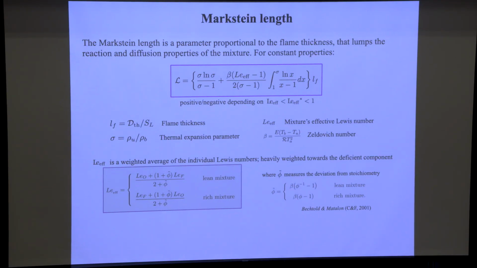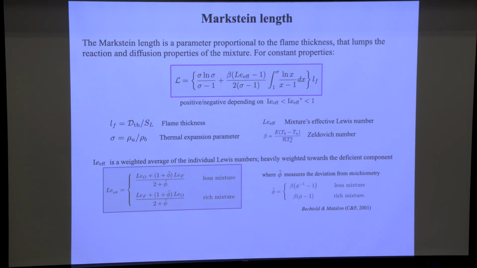a weighted average of the two Lewis numbers, that of the fuel and that of the oxidizer. In fact, it's heavily weighted towards the deficient one. So in a lean mixture, it's more heavily weighted with the Lewis number of the fuel. In a rich mixture, it's more heavily weighted with respect to the oxidizer.